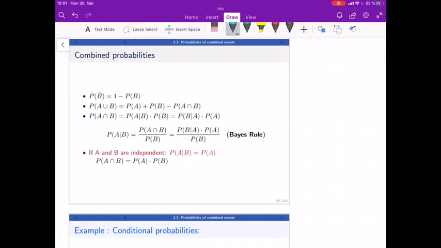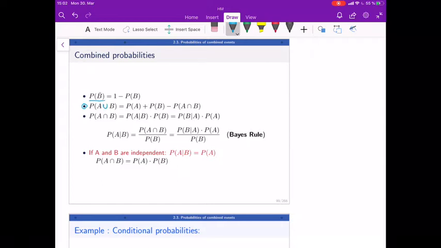One obvious one is the probability of not B is 1 minus B. If B has a 70% chance, then the probability of not B is 30%. Yeah, pretty obvious. This one is also fairly obvious.